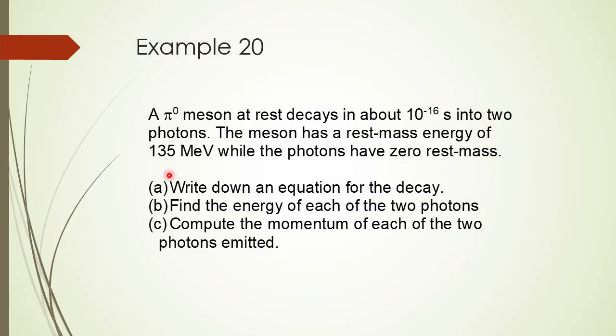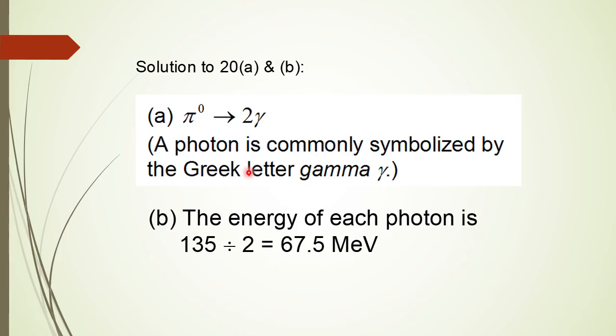We're supposed to write an equation down for this decay, then find the energy of the 2 photons, which should have equal energy, and then find the momentum of the 2 photons. So let's get into it. Very simply, the pi meson decays into 2 gamma particles. The word gamma symbolizes photons. We don't know what energy these photons have, so we just write gamma as a symbol for photons of light.